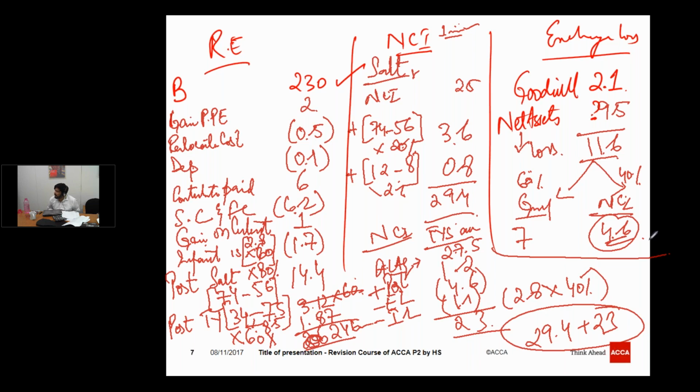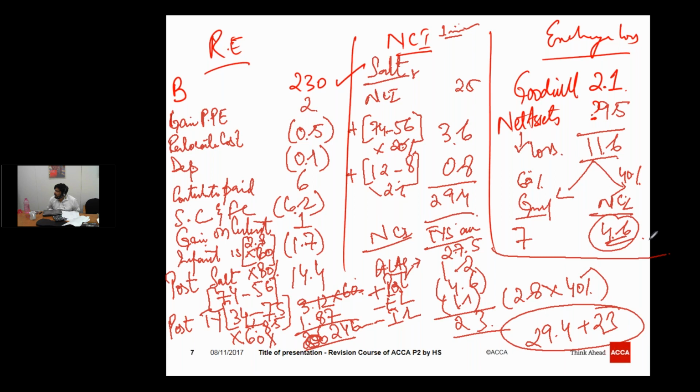What is 1.1 in NCI? 1.1 is actually the impairment loss, which is 2.8. You can see note number 2 working, that we have recognized an impairment of 2.2, and the 60% of the impairment loss should be charged in the retained earnings, that is 1.7, and the 40% of the impairment should be recognized by the NCI group.